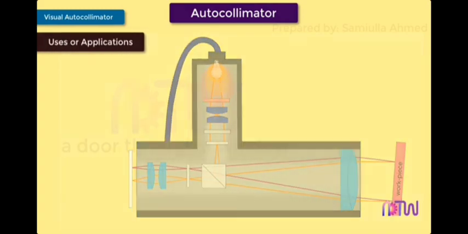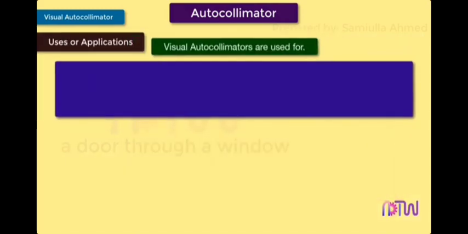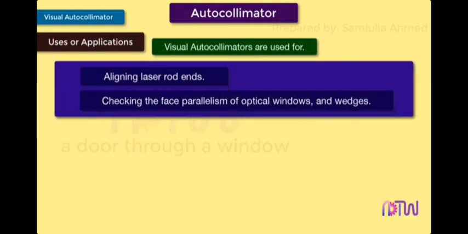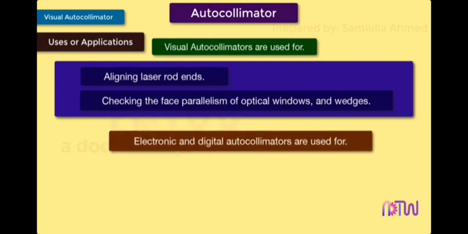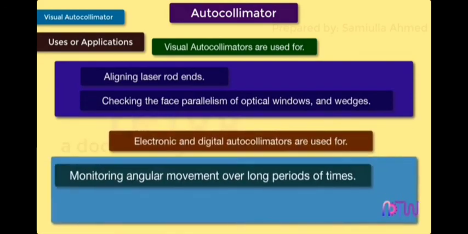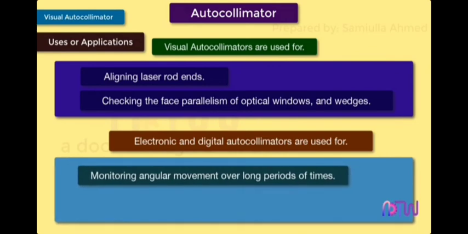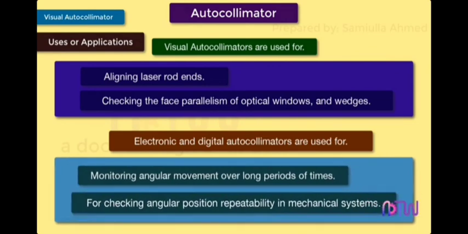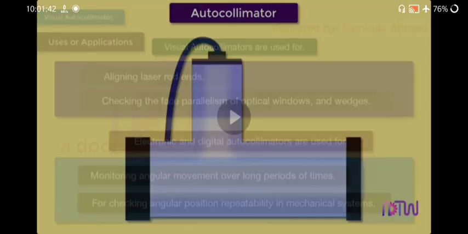Uses. Visual autocollimators are used for aligning laser rod ends and checking the phase parallelism of optical windows and wedges. Electronic and digital autocollimators are used for monitoring angular movement over long periods of time, for checking angular position repeatedly in mechanical systems, etc.